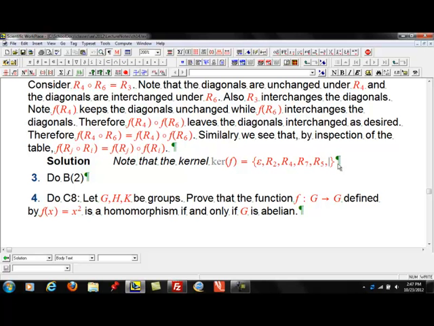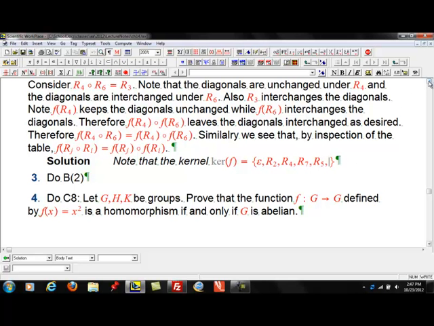Wait, doesn't R6 flip? 1 goes to 2, 2 goes to 1. Yeah, it interchanges it across. That looks good to me. The kernel is everything whose diagonals are unchanged, those things that don't flip the diagonal. So that is a kernel.